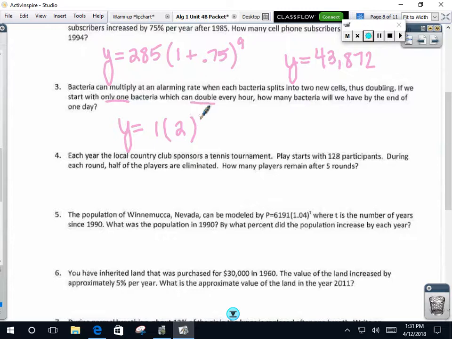This is the tricky part that gets most people. What do we put for time? Right. Most people that get this wrong put 1 for 1 day, but it's doubling every hour. So at the end of that day, isn't it going to have doubled 24 times? And so that's how Drake got that 16,770,216.